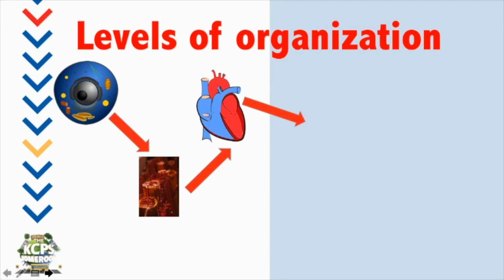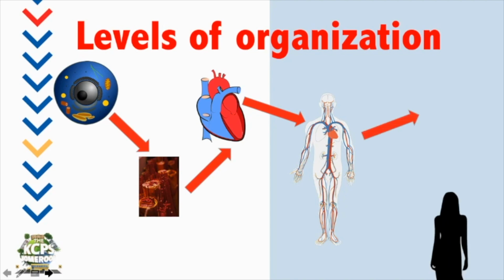Even organs can work together to form an organ system. Organ systems are made of a number of different organs working together to accomplish a task. For example, the circulatory system is an organ system that circulates blood, oxygen, and nutrients throughout your body. And all systems together form an organism.